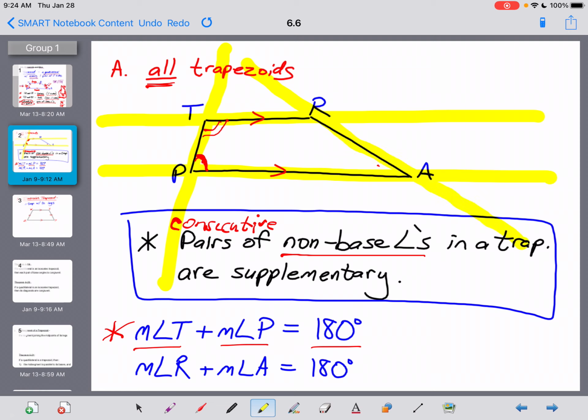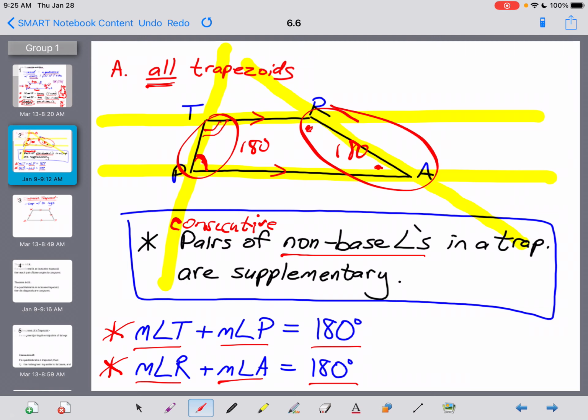Line RA is a second transversal, and once again, angle R right here, I'll just put a dot there, and angle A right here, form a second pair now of consecutive interior angles, and once again, those angles have to be supplementary. So the measure of angle R plus the measure of A is equal to 180. One thing I want to point out that I'm hoping makes sense to you, those two angles add up to 180.